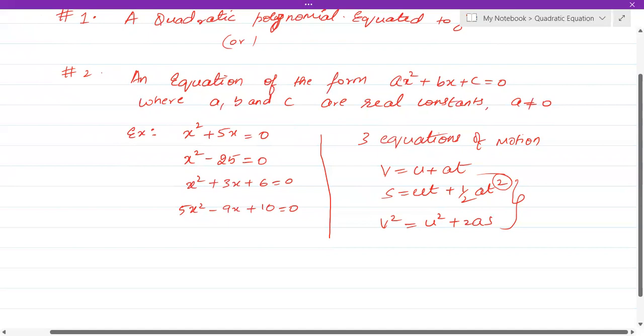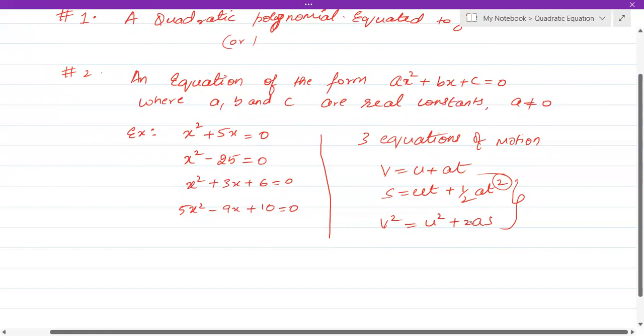If an object is traveling in a straight line, you can find the time if you know the displacement and acceleration. Similarly, in the third equation, v square is equal to u square plus 2as. This is also a quadratic equation. If you observe, the highest power of v is also 2 and the highest power of u is also 2.